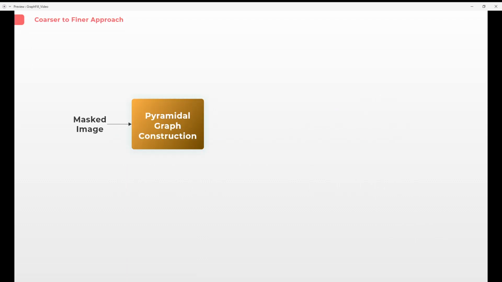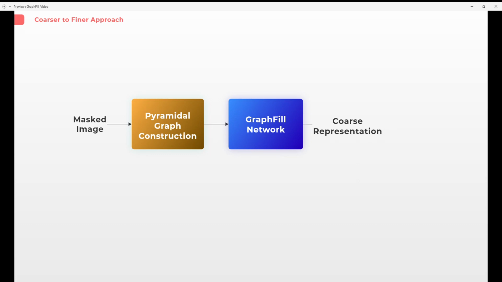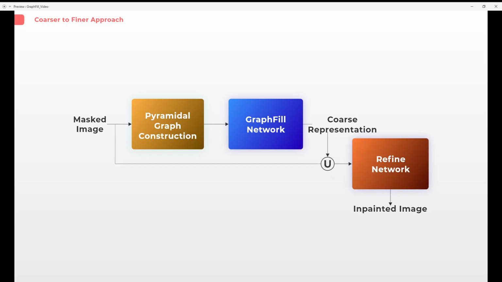Starting with a masked image, we initially build its pyramidal graph. The GraphFill network receives the pyramidal graph as input and predicts the coarse inpainted output. In the end, we utilize a lightweight refined network to enhance the coarse inpainting, producing the final output.